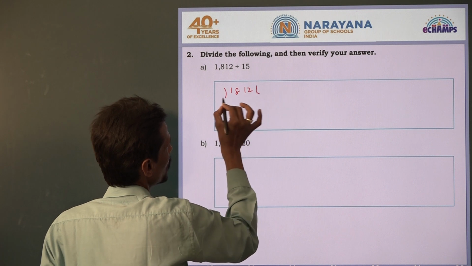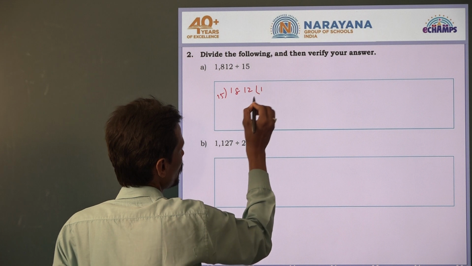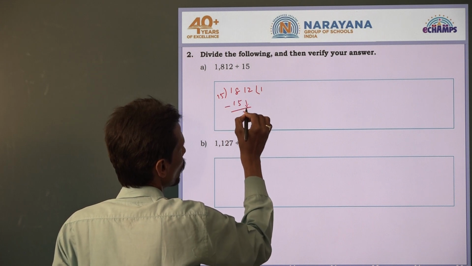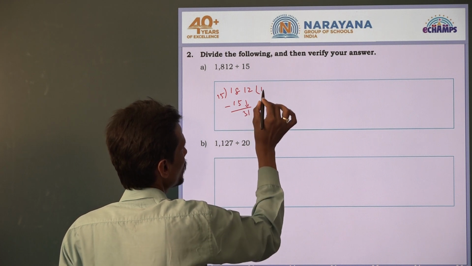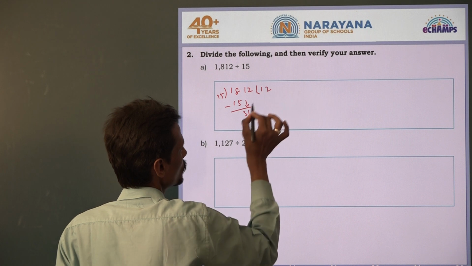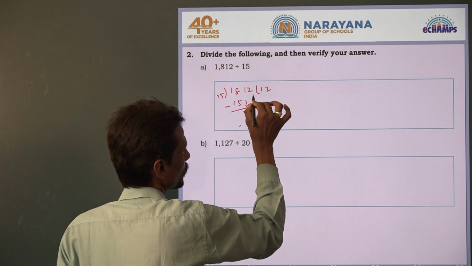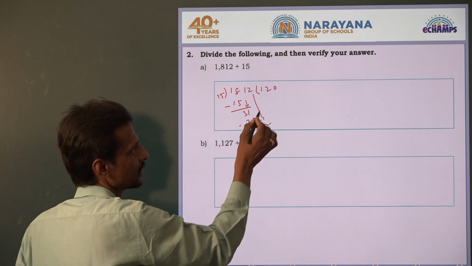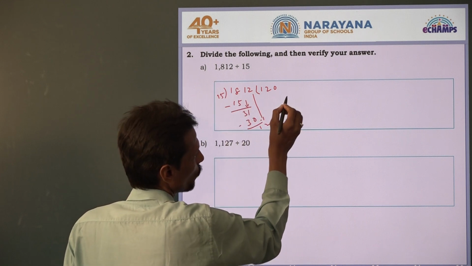1812 divided by 15. 15 ones are 15, subtract, 3, bring down 1. 15 twos are 30, subtract, 1, bring down 2. We write 0 here and continue like that. Now verify, check.